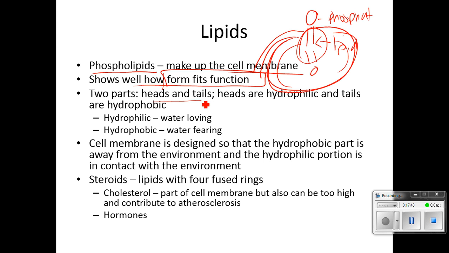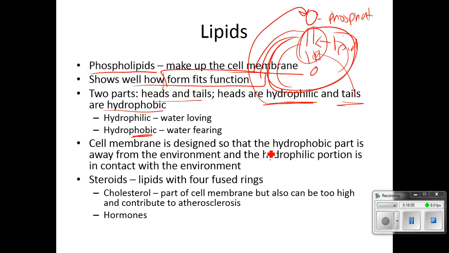2 parts, heads and tails. The heads are hydrophilic, meaning they are okay with the water. That was this part up here. And then the tails are hydrophobic, which means they are phobia. They have a fear of the water. And that's this part right here with the tail.